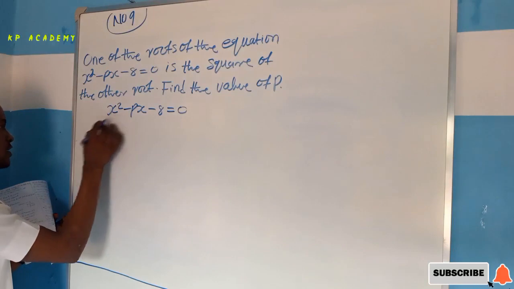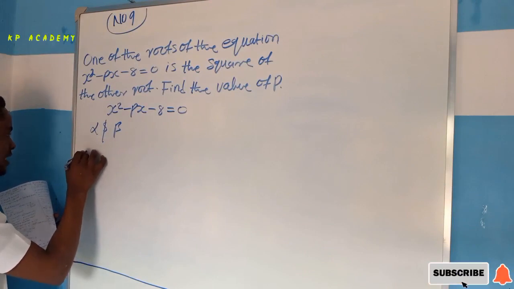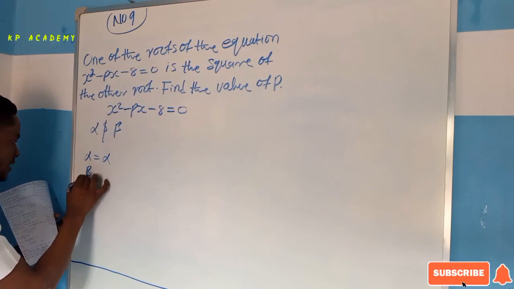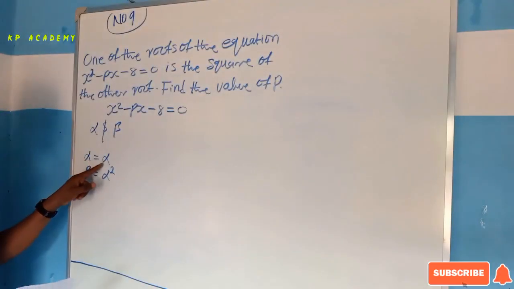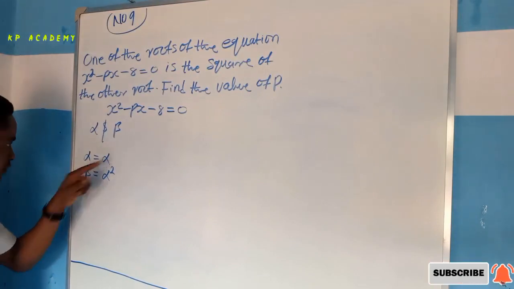First, let the roots of this quadratic equation be alpha and beta, such that the first root is alpha, and the second root, beta, is alpha squared. So the first root is alpha, and the second root, which is supposed to be beta, is now alpha squared. That is the square of the other.